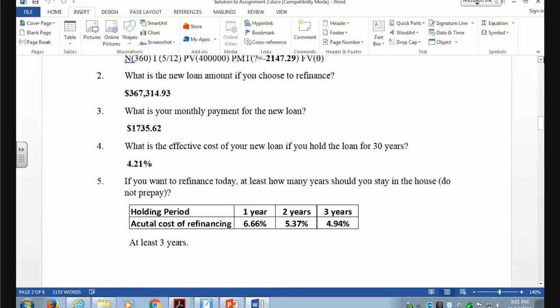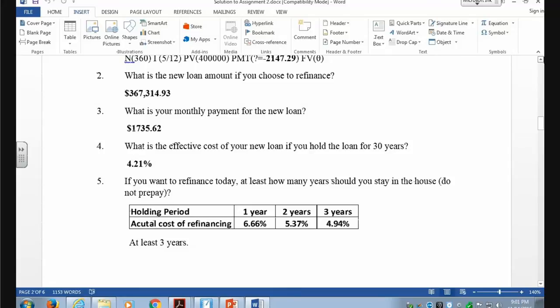360 months. I compute the monthly payment. How come it's 1735? Yes, that's right. No Excel needed. It shows 335 up there. Right, you get 335. 173562.